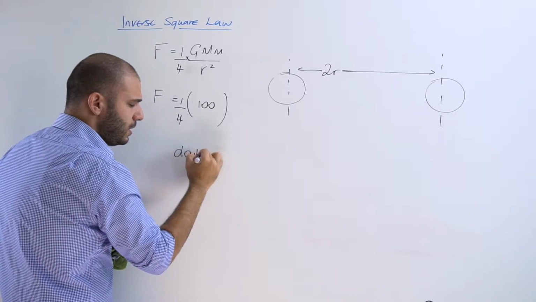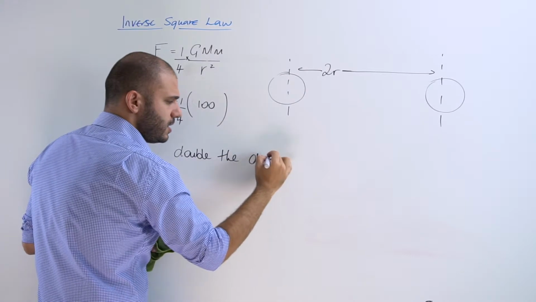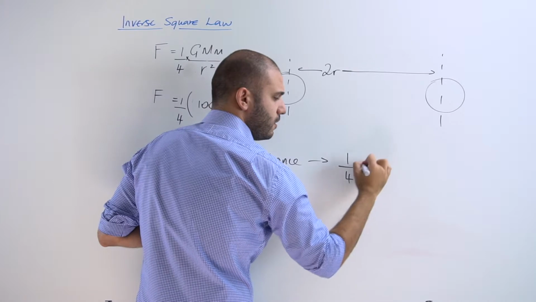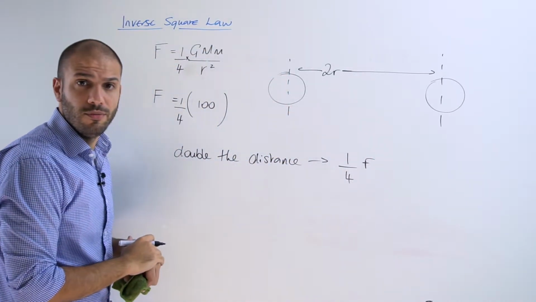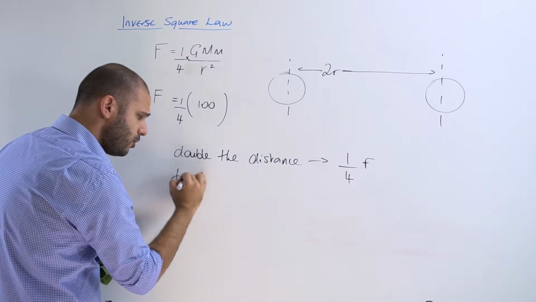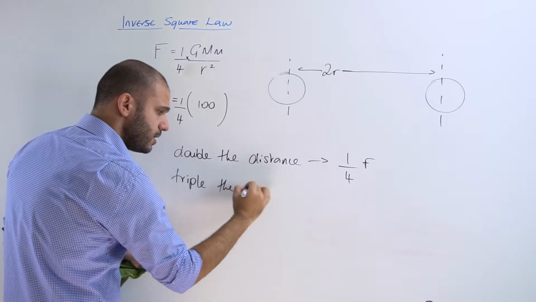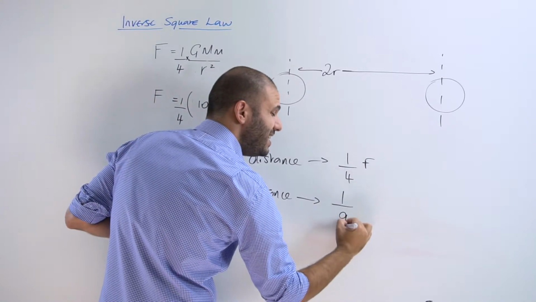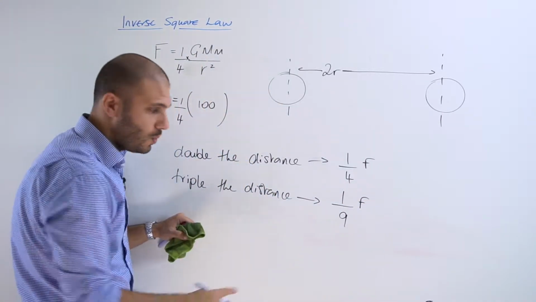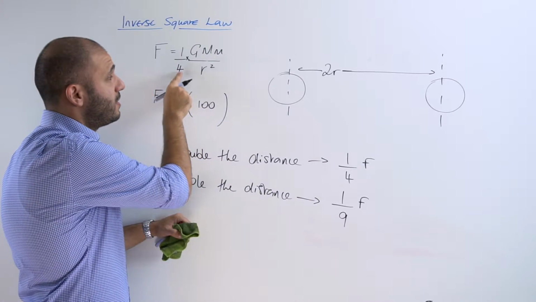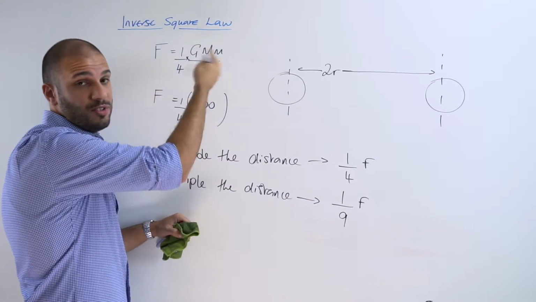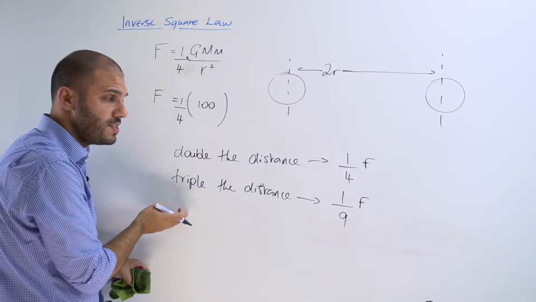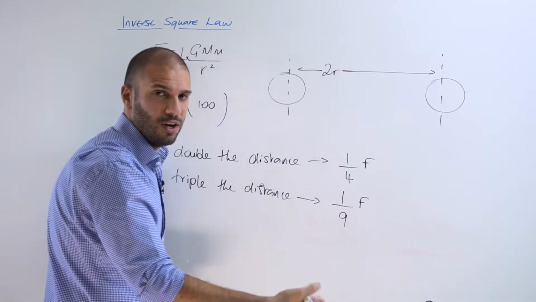If we double the distance, that means we're going to get 1/4 of the original force. If we triple the distance, that means we're going to get 1/9 of the original force. Why? Because that 3 in the denominator here is going to be squared. 3 times 3, that's 9. And we can continue doing this. If we quadruple the distance, we're going to get 1/16 of the force.